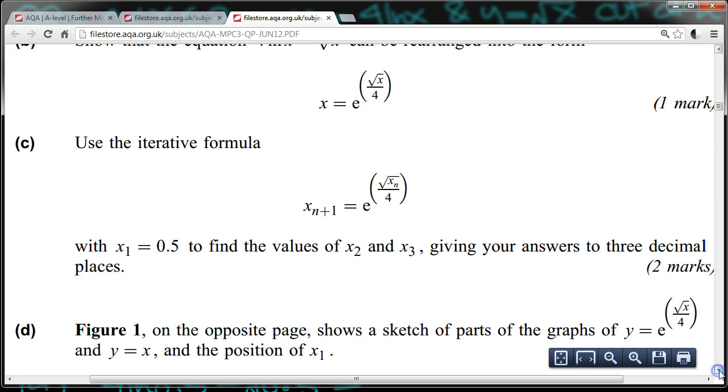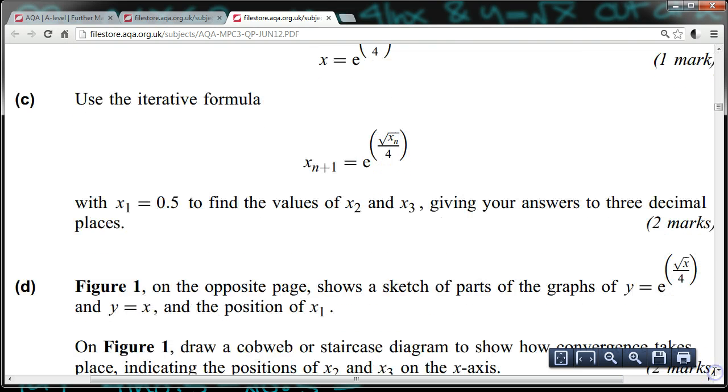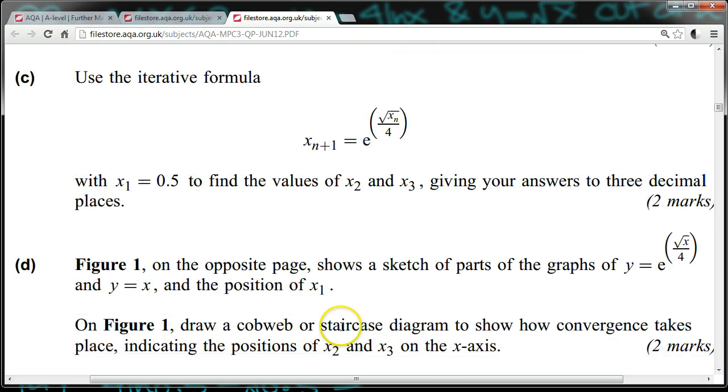And figure 1 on the opposite page shows a sketch of parts of the graph of y equals e to the root x over 4 and y equals x, and the position of x1. On figure 1, draw a cobweb or staircase diagram to show how convergence takes place, indicating the positions of x2 and x3 on the x-axis.